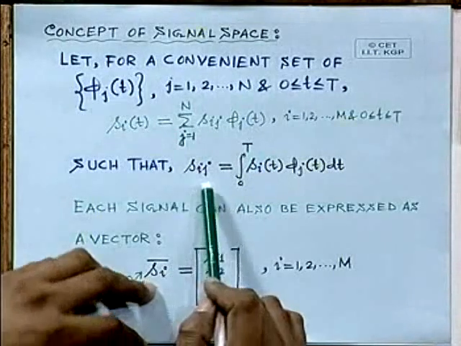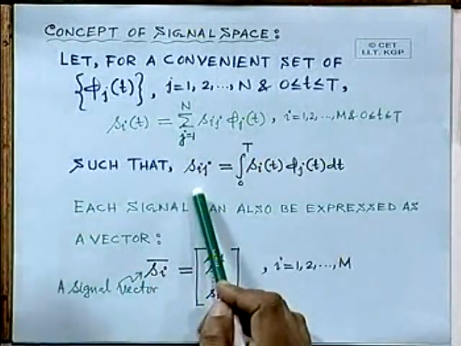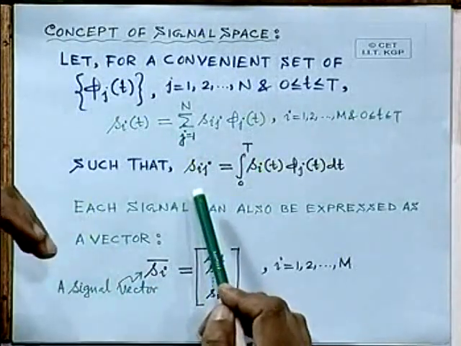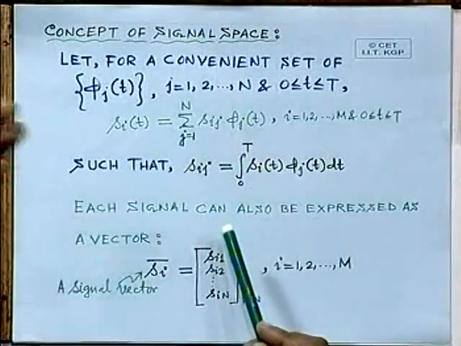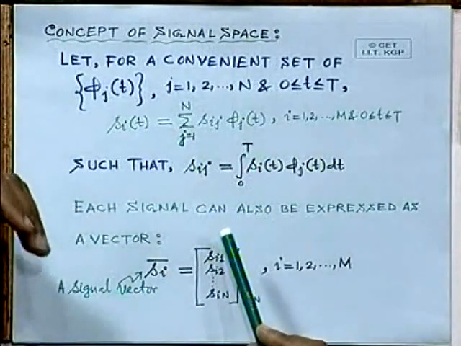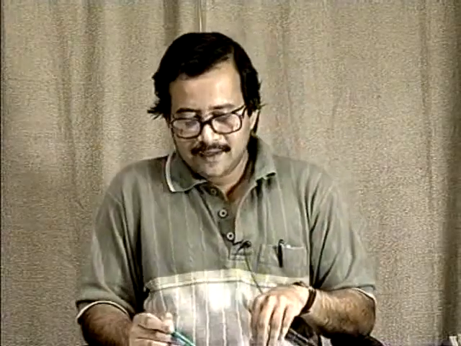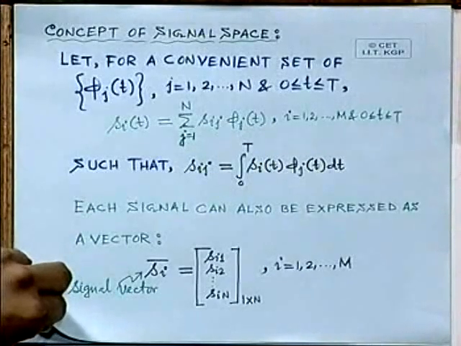So, instead of calling it a signal, I can have a more mathematical description and say that a signal s_i(t) can be equivalently represented by a signal vector s_i bar, which is nothing but this column matrix, which has got capital N elements, because all these coefficients are related to N basis functions through this, and hence s_i bar is this column matrix.